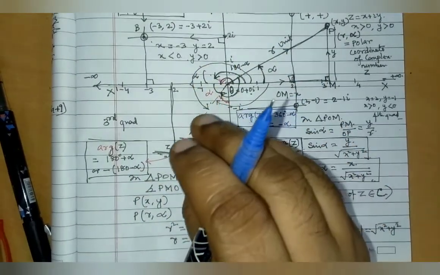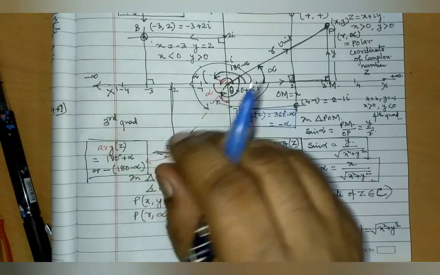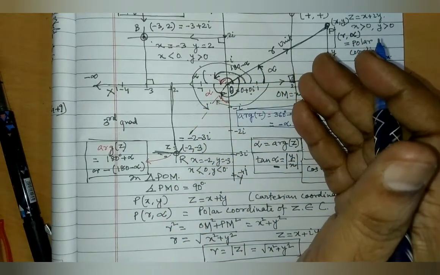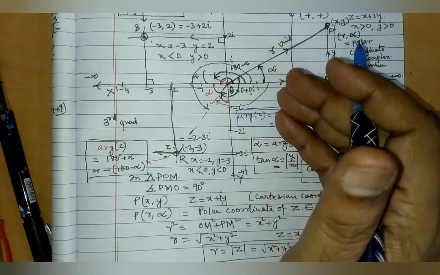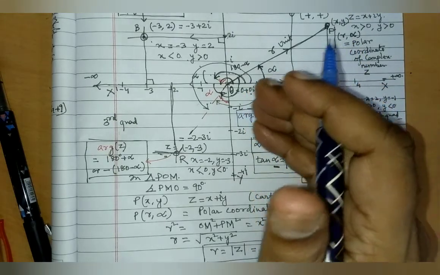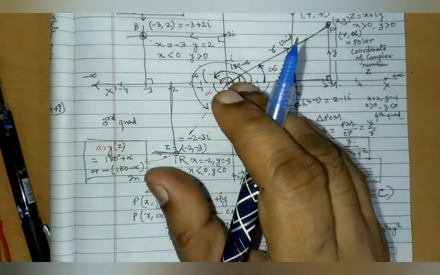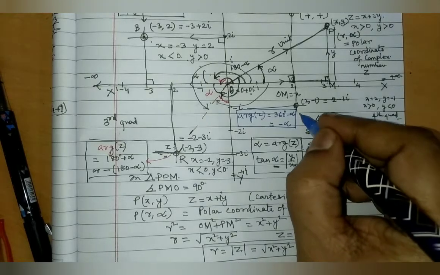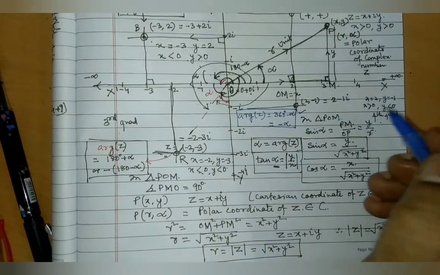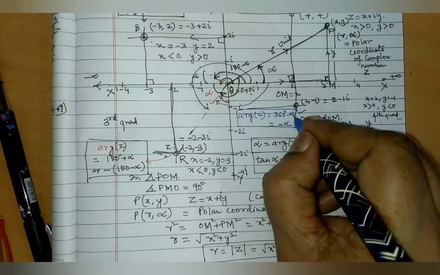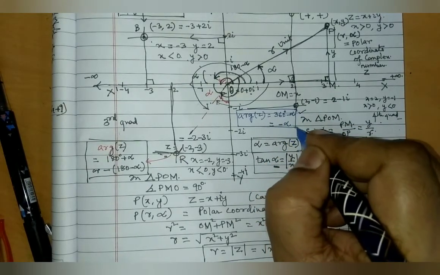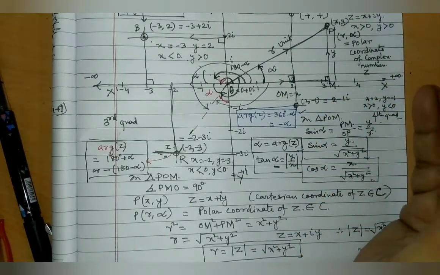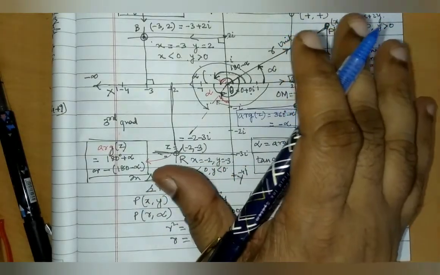And if the complex number lies in the third quadrant, then the argument will be more than 180 degrees, and if it is taken in the negative side or clockwise direction, then it will be less than 180 degrees but having a negative sign. And if the complex number lies in the fourth quadrant, the argument will be 360 degrees minus alpha, or we can write minus alpha. Minus alpha means negative angle. So in this way we will find out the argument of the complex number.